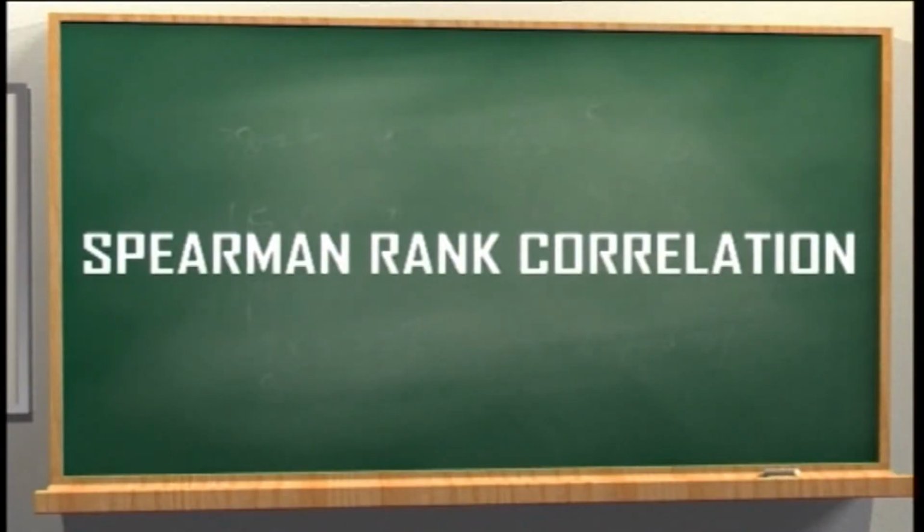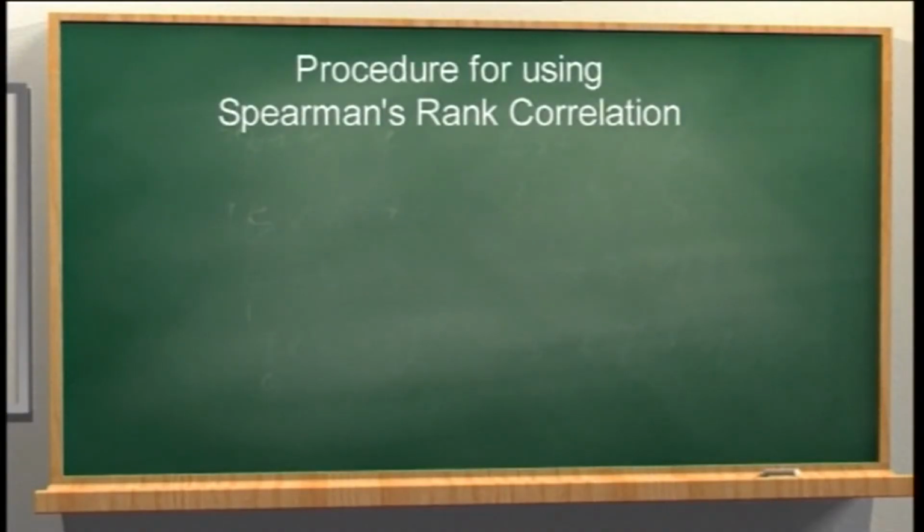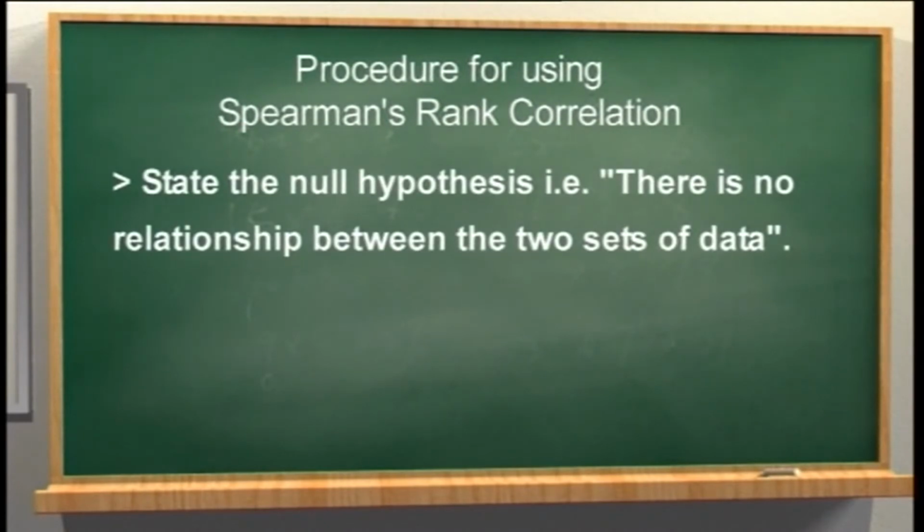Let us now discuss in detail the Spearman rank correlation. Spearman's rank correlation is a technique used to test the direction and strength of the relationship between two variables. In other words, it is a device to show whether any one set of numbers has an effect on another set of numbers. It uses a statistic capital R which falls between -1 and +1. The procedure for using Spearman rank correlation: state the null hypothesis, that is, there is no relationship between the two sets of data.